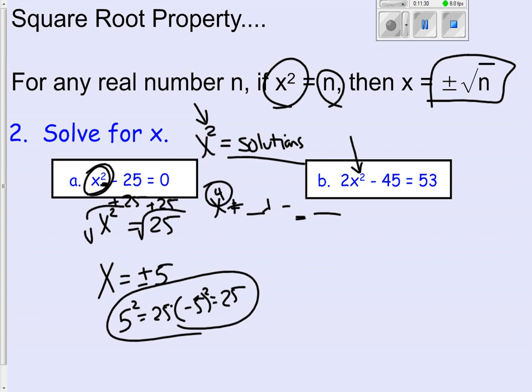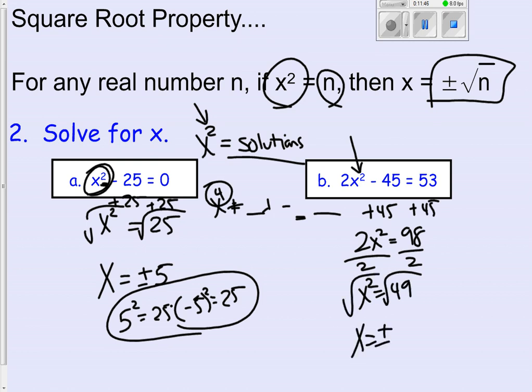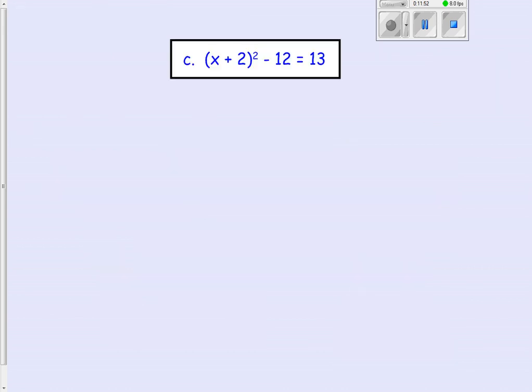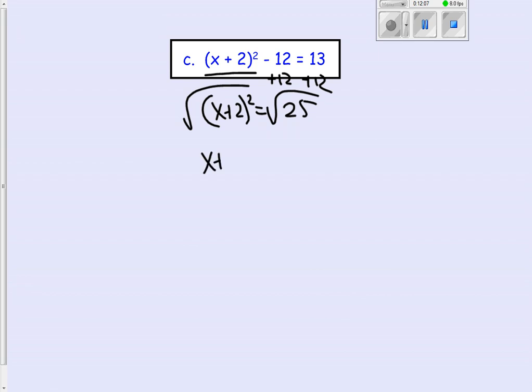All right, so if I take a look at this, add 45, equals 98 divided by 2 is 49. Square root, plus and minus 7 is going to be your answer. So it's just following the rules of algebra. Oh, here we go. Now, take a look. This entire thing is underneath the square roots. If I add 12, that's 25. So now square root this. I get x plus 2 equals 5, and x plus 2 equals negative 5.